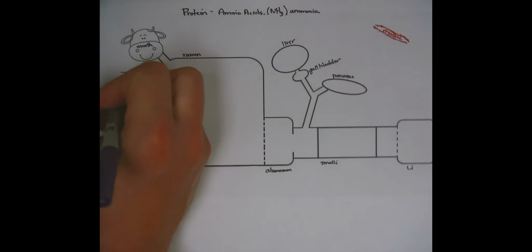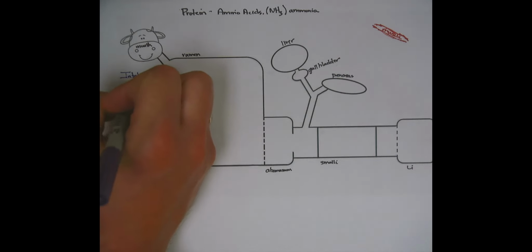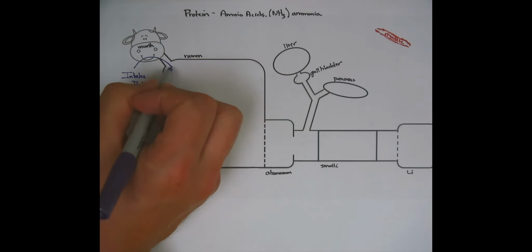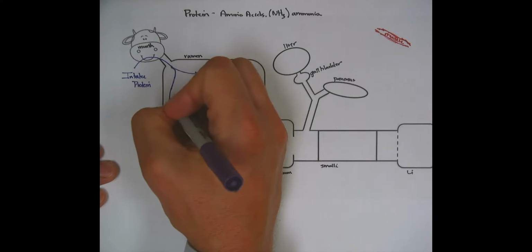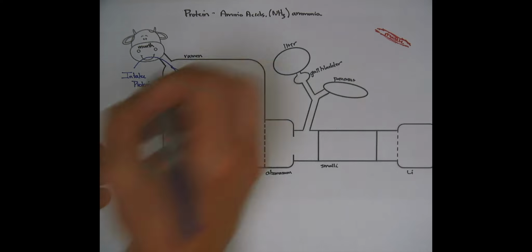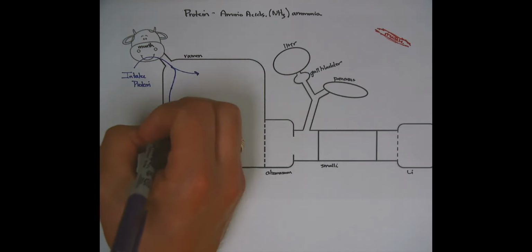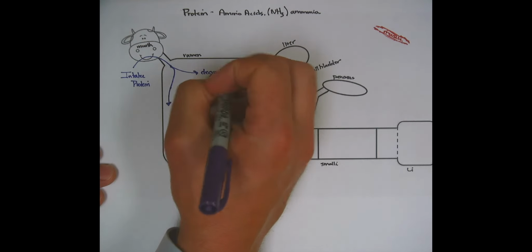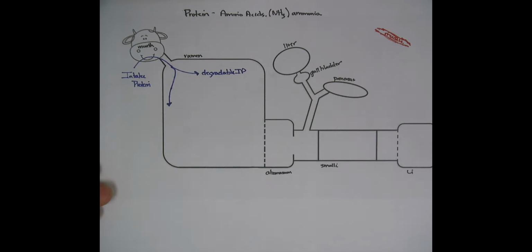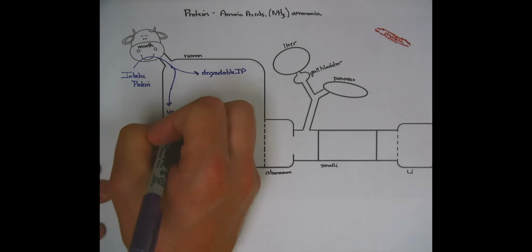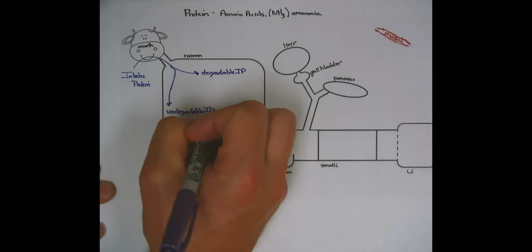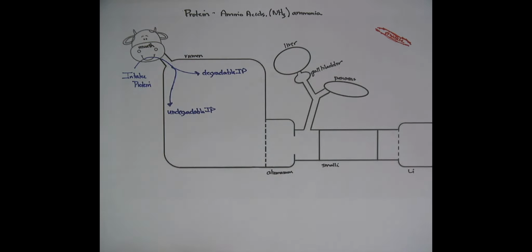So we have our cow, and our cow comes to the bunk or is out grazing, and she consumes intake protein. And that goes into the rumen, and it is fractionated into two fractions. Okay, and this is important that we get the words right. The first fraction is degradable intake protein, so DIP. And the second fraction is undegradable intake protein.